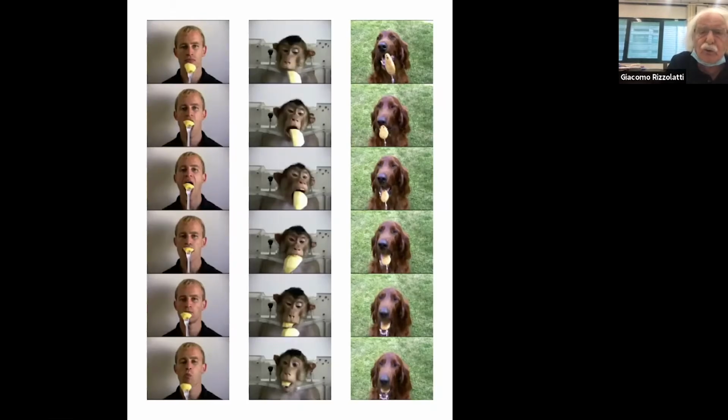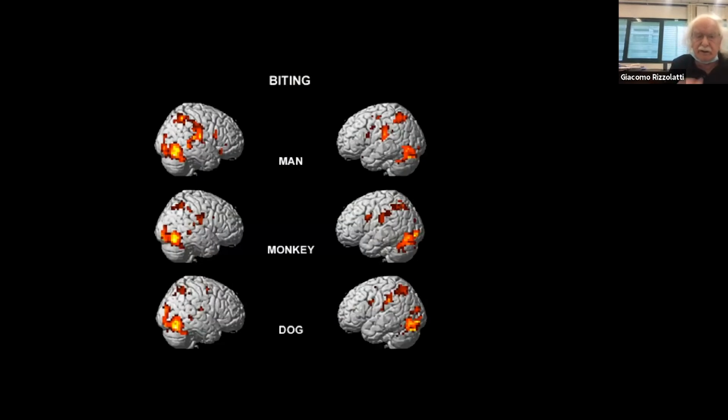The monkey does that to say, well, you know, I am not your enemy, we are friends, stay calm, and so on. And the dog will bark. So the first part of the experiment is motor programs which are common to all three species. The boy is able to bite, the monkey can bite, the dog can bite. The second part of the experiment was something which is specific for each species. Here are the results. Biting.